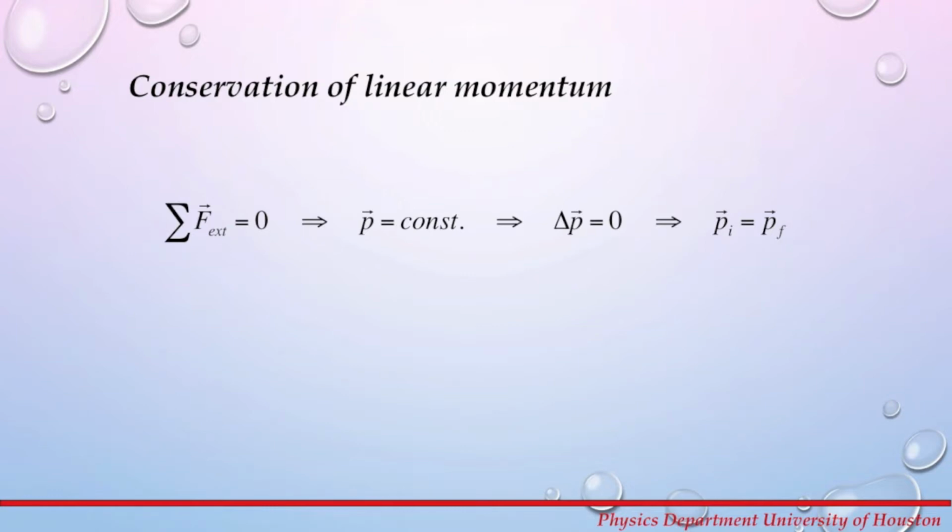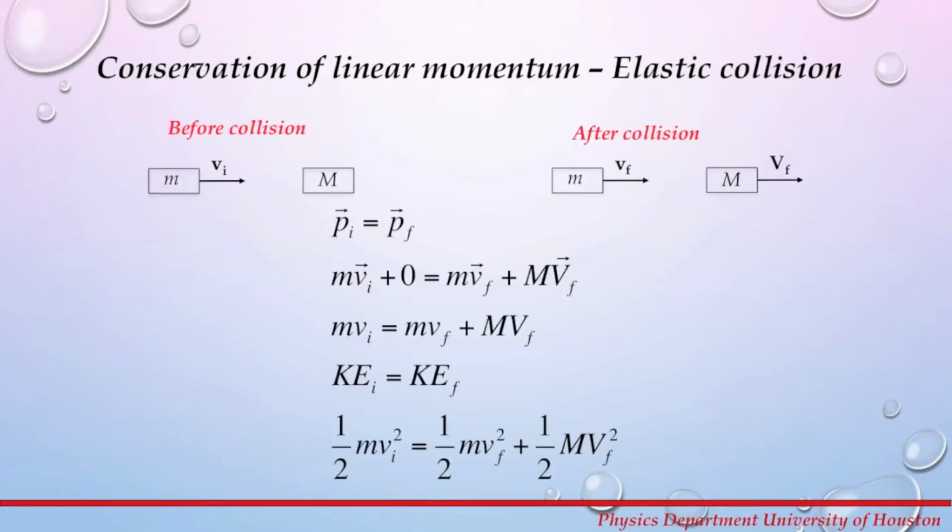The object of this experiment is to study the conservation of momentum principle as it applies to collisions of two dynamic carts on a track. We will consider a collision of a target cart of mass capital M initially at rest and a projectile cart of mass small m initially moving with velocity vi. The collision is such that kinetic energy is conserved, which means that the collision is elastic. After the collision, the projectile will move with velocity vf and the target will move with velocity capital Vf.